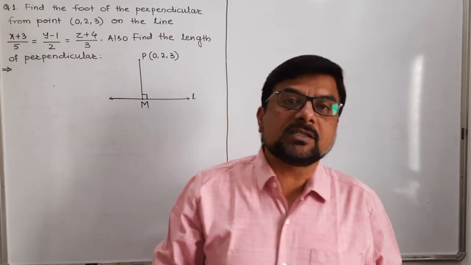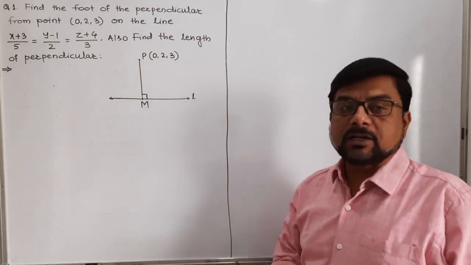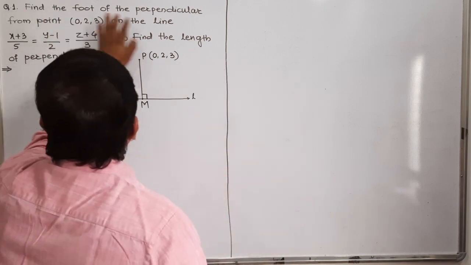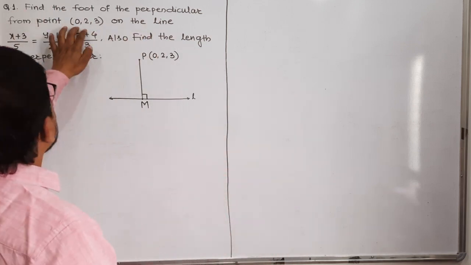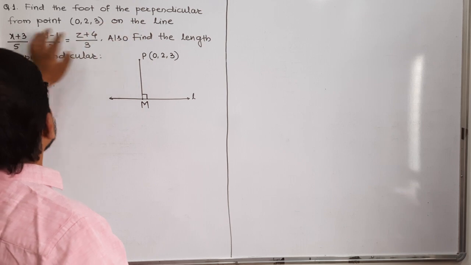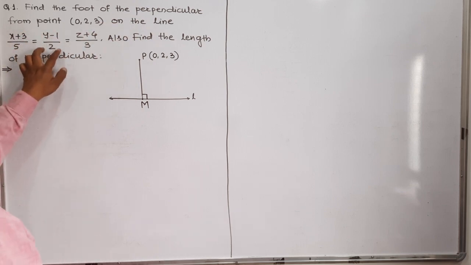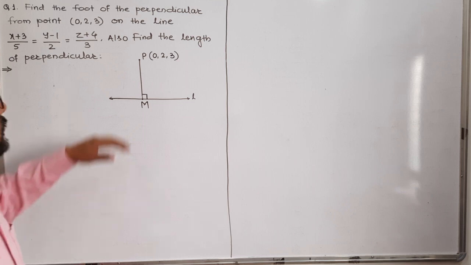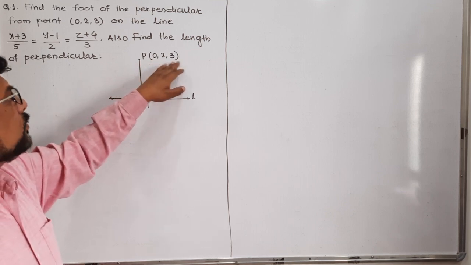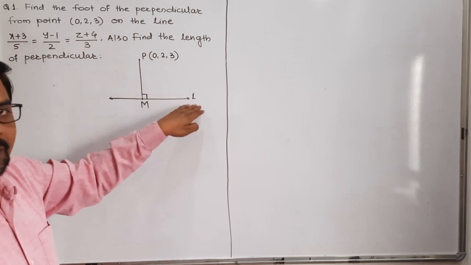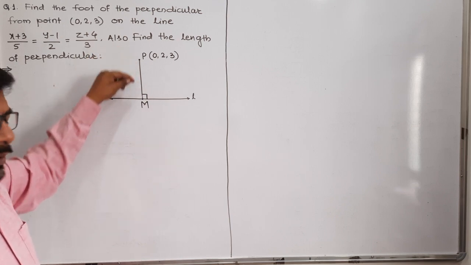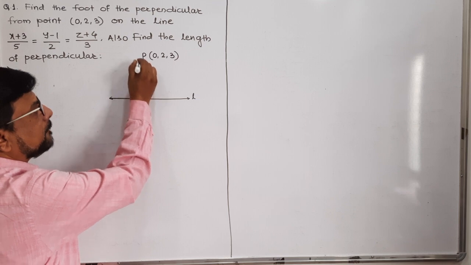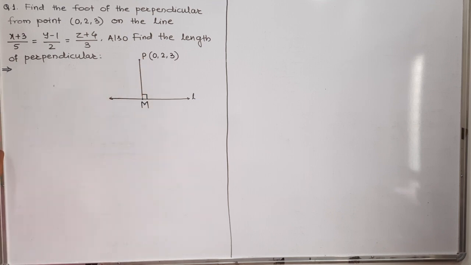Now look at example number 1 on the related theory. Find the foot of the perpendicular drawn from the point 0, 2, 3 on the line x plus 3 upon 5 is equal to y minus 1 upon 2 is equal to z plus 4 upon 3. Point P दिया है 0, 2, 3 and this is the line L. हमने PM perpendicular, तो हमें M के coordinates निकालना है और PM की length निकालना है.